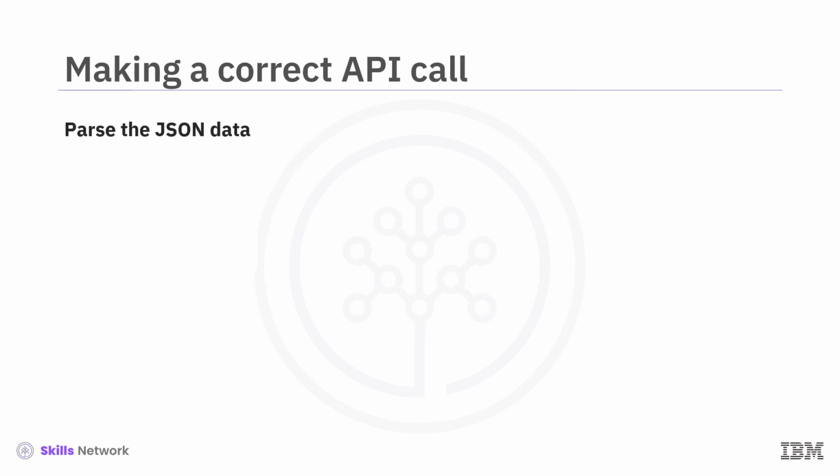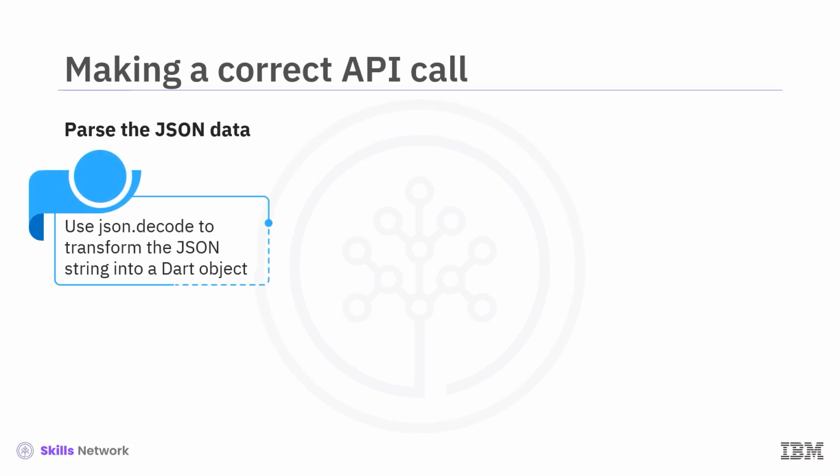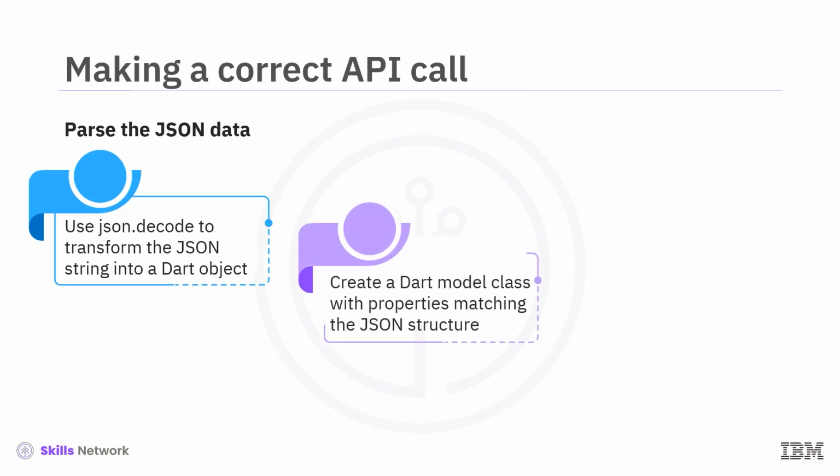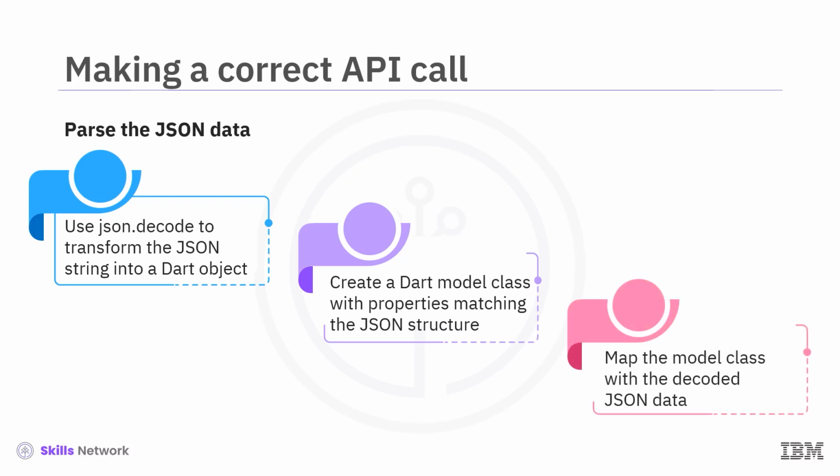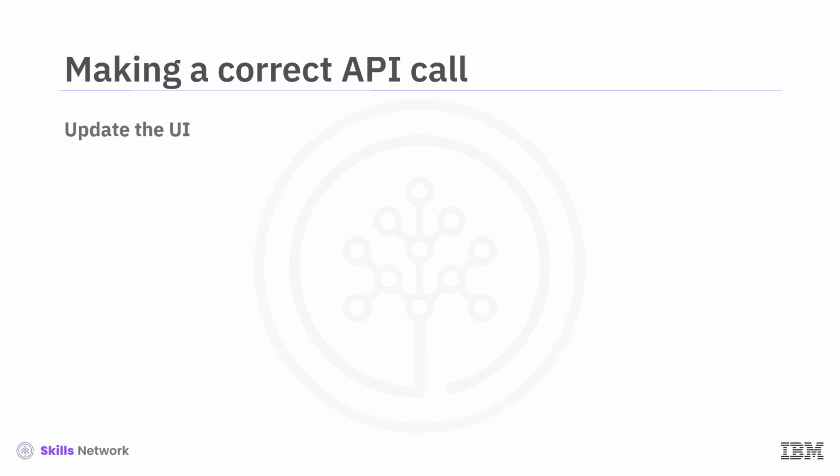Follow these steps to parse and interpret the response received from the server. Use JSON decode to transform the JSON string into a Dart object, such as a list or map. Create a Dart model class with properties matching the JSON string structure. Map the model class with the decoded JSON data so you can use them in your app. Finally, update your Flutter UI to display the parsed information.